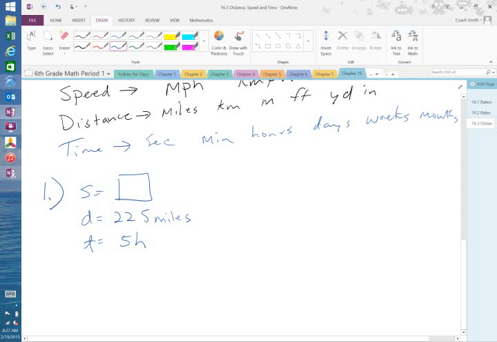Even if you can't remember the separate little formulas, hopefully you can memorize them. To find speed, what do I have to do, Jonah? Divide distance by time. So we have speed equals distance divided by time. We don't know speed, so that's going to stay our S. Our distance is what?